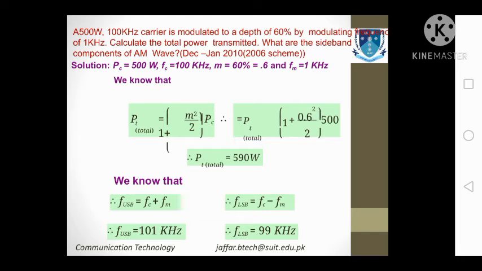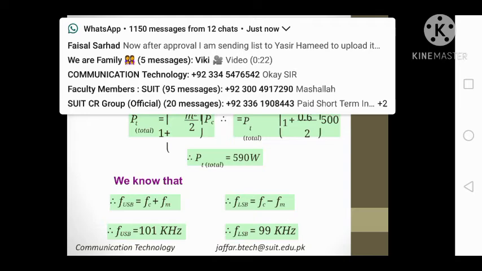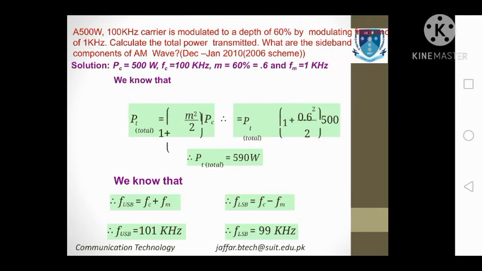And we know what the frequencies will be. The frequency of the upper side band, fusb, is equal to fc plus fm, and flsb is equal to fc minus fm. If you put the values of fc and fm in these equations, you get the frequencies: fusb will be 101 kilohertz and flsb will be 99, because the value of fc is 100 and the value of fm is 1. It is given in the question that the frequencies of these are 100 and 1 respectively.